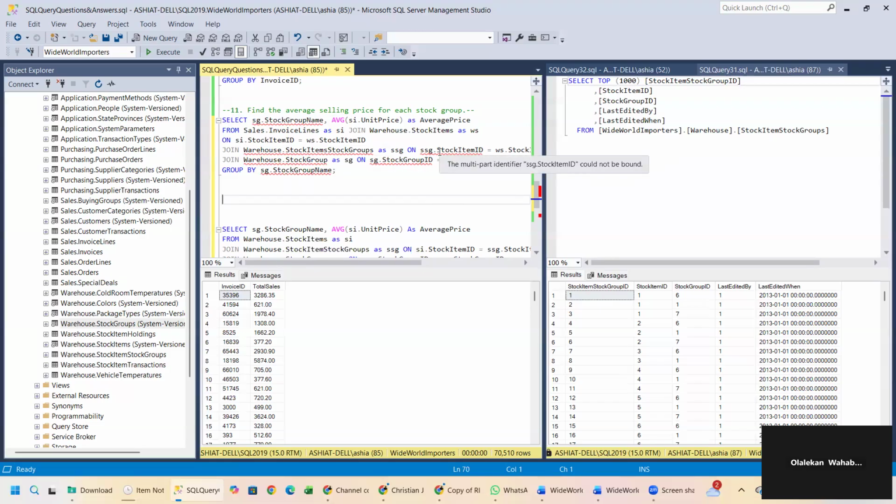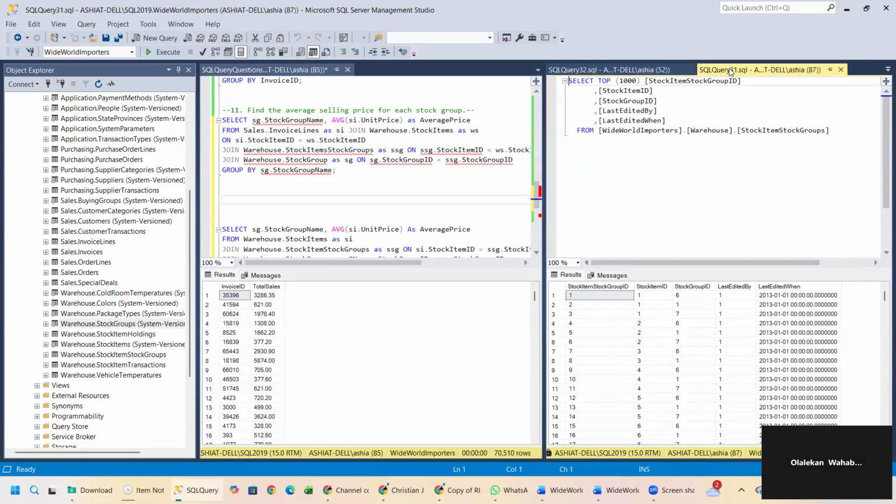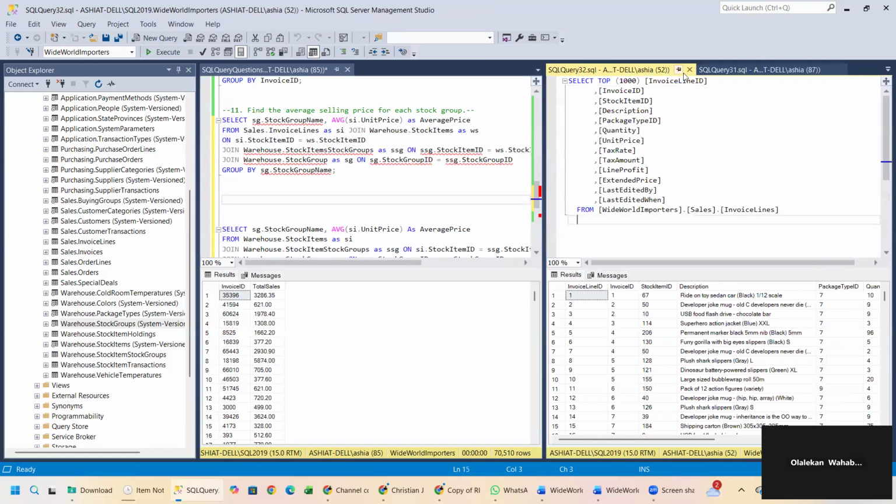Under the stock, look at the right stock item, stock groups. We have stock item ID, yes, for unique, and I join it with stock WS dot invoice line. So those ones are okay. The invoice line are okay.